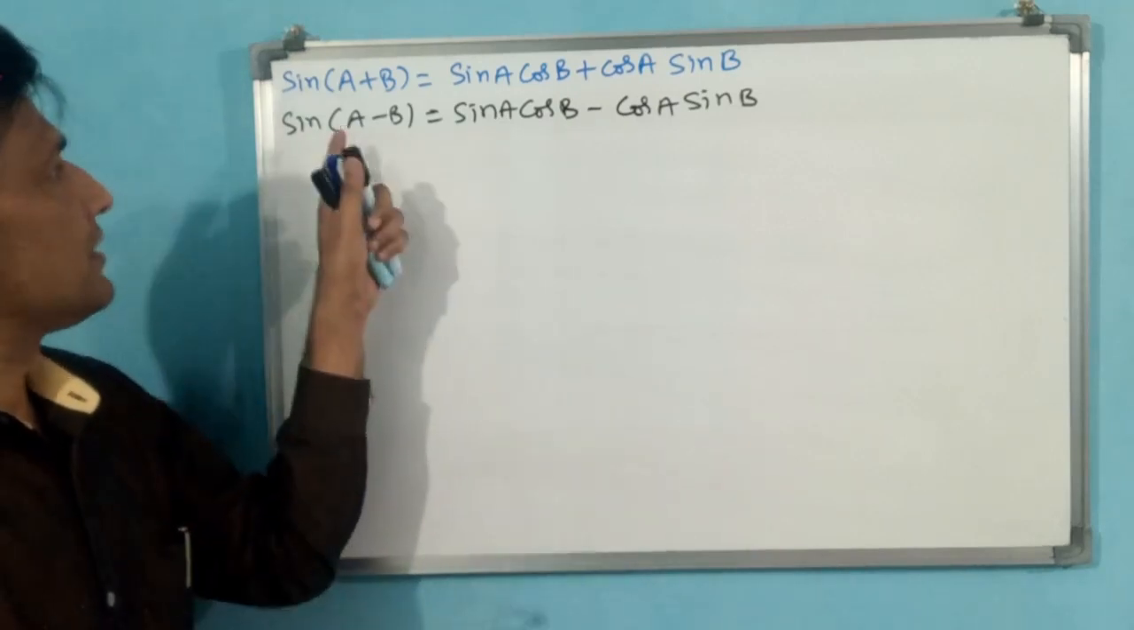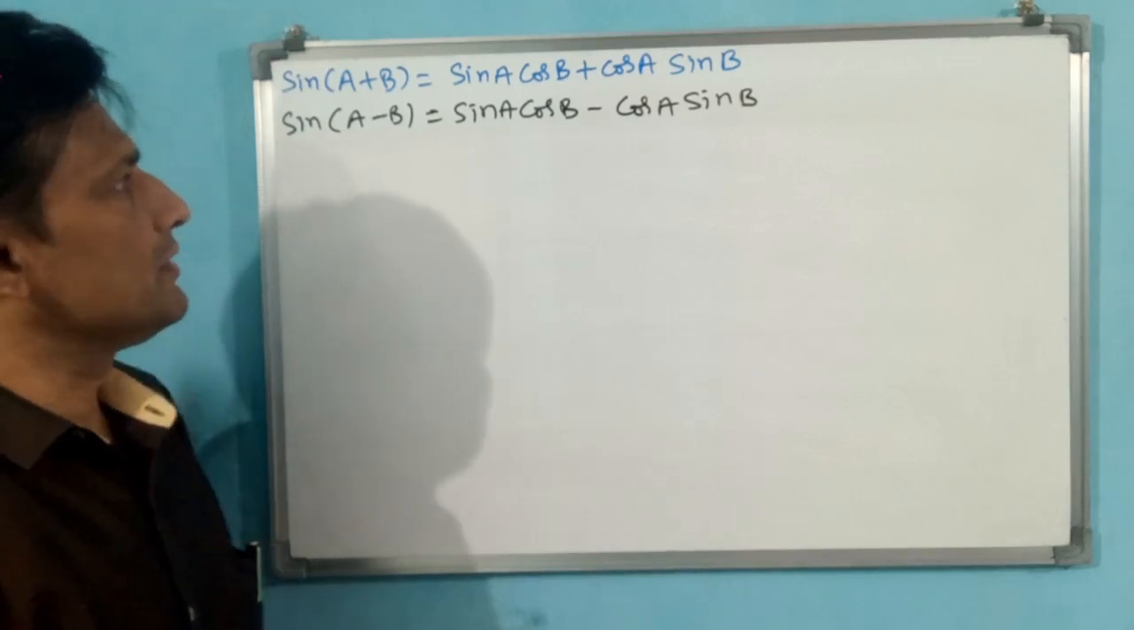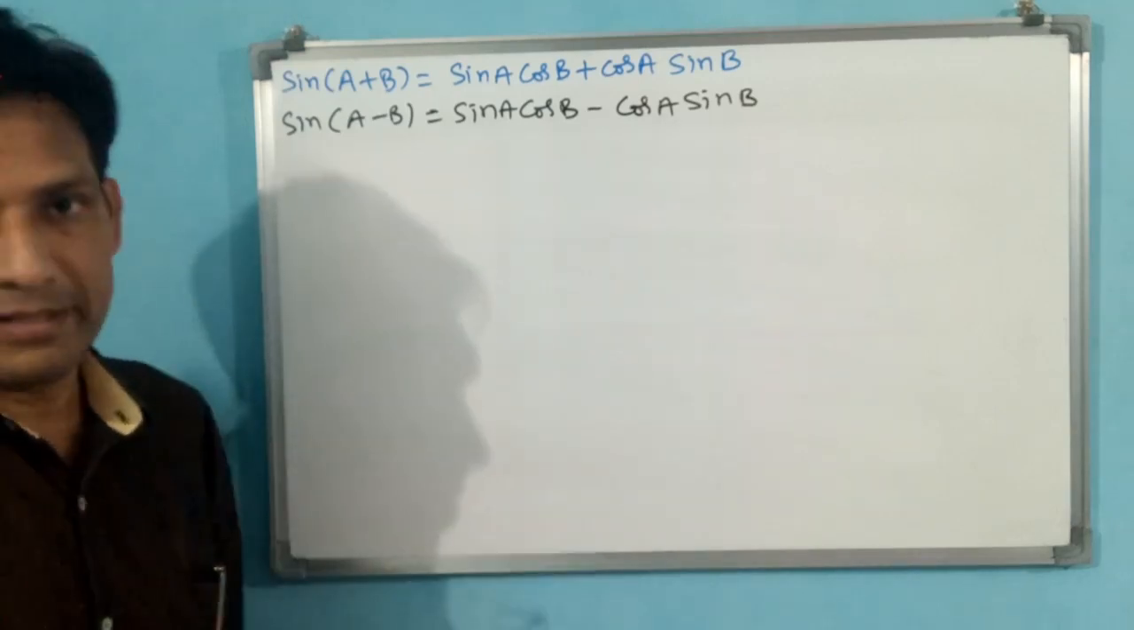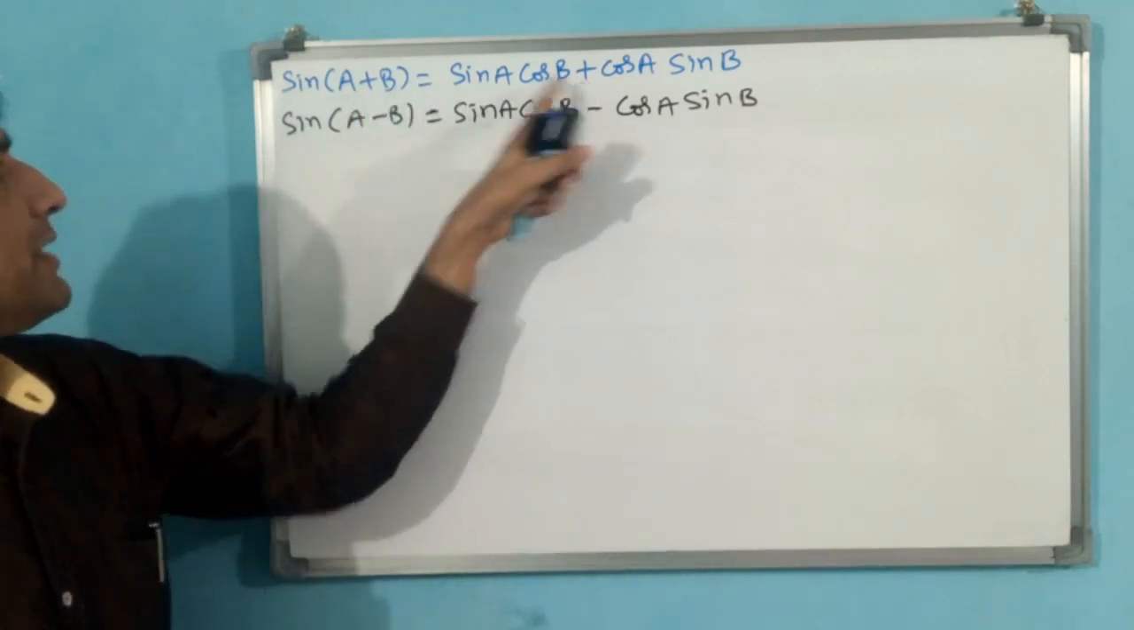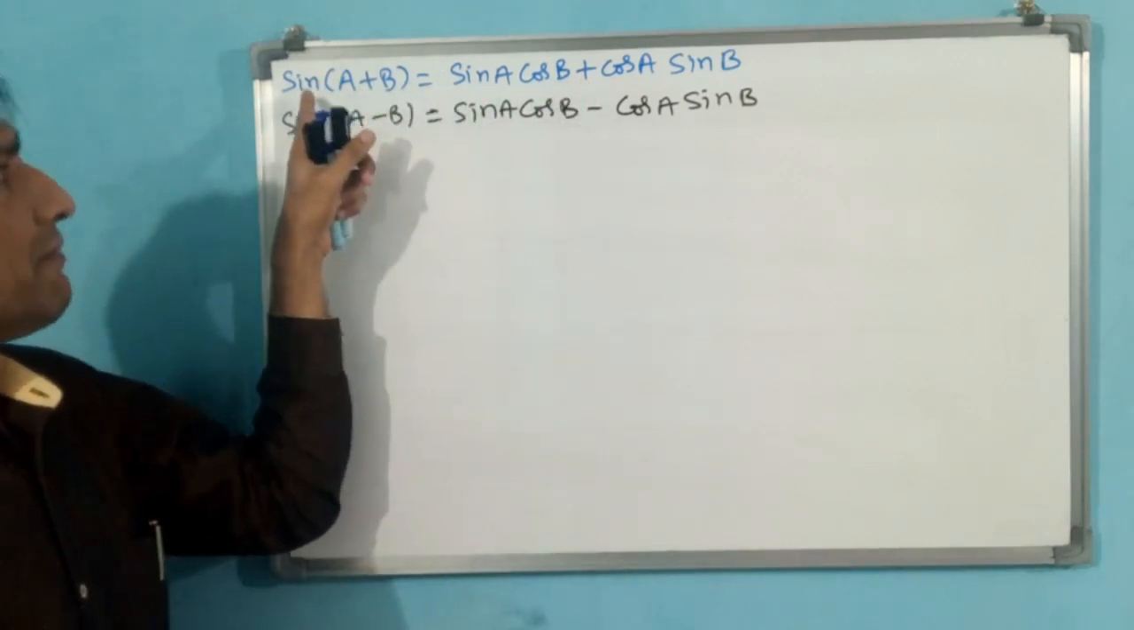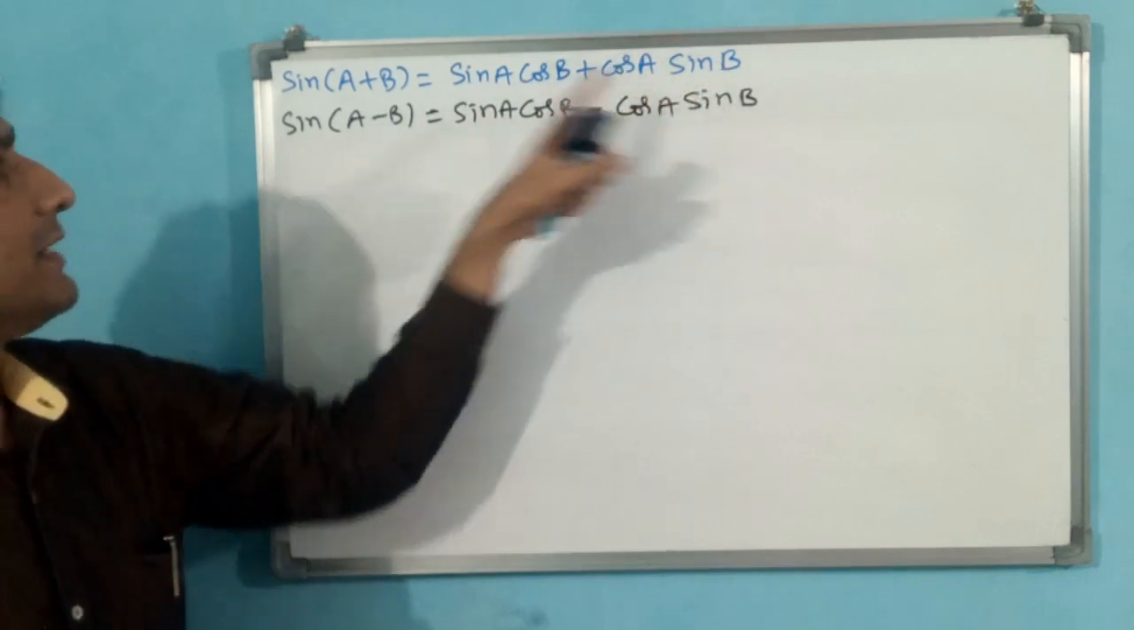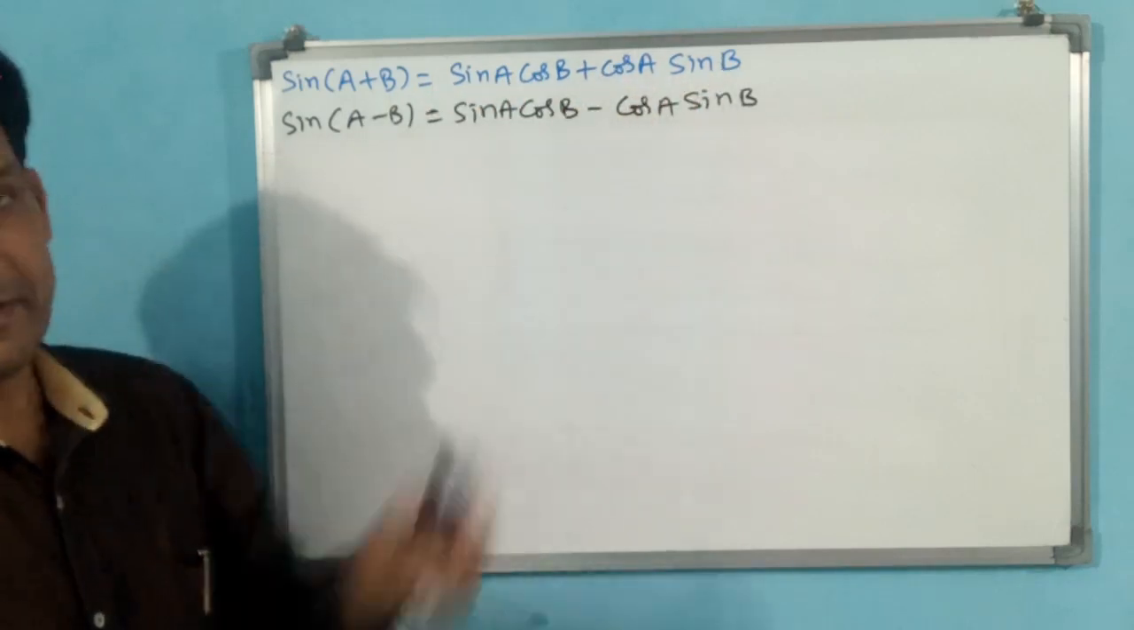Sin of a plus b is sin a cos b plus cos a sin b, sin of a minus b is sin a cos b minus cos a sin b. See this here also: plus means plus, minus means minus. For sin, it is sin cos, cos sin.